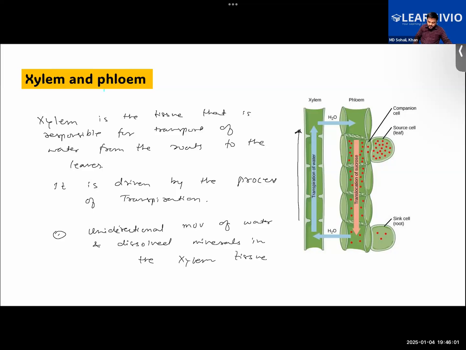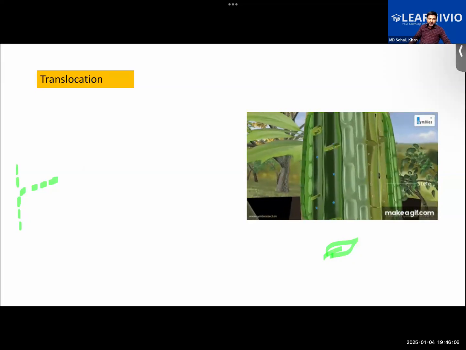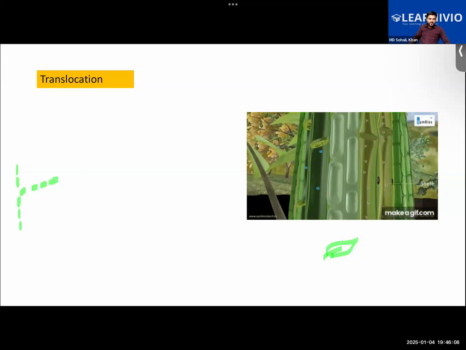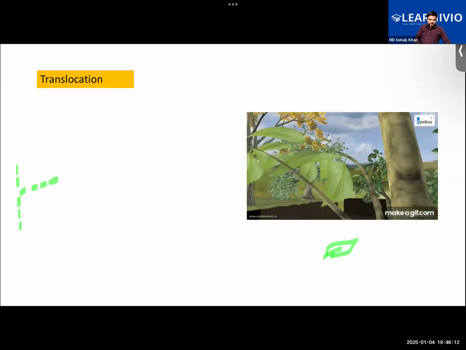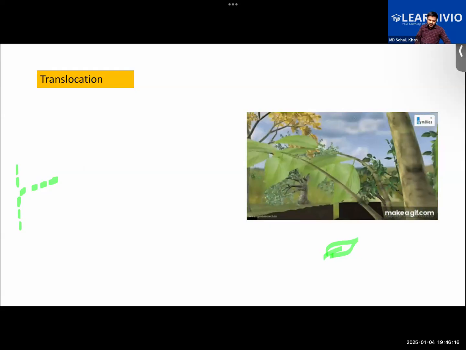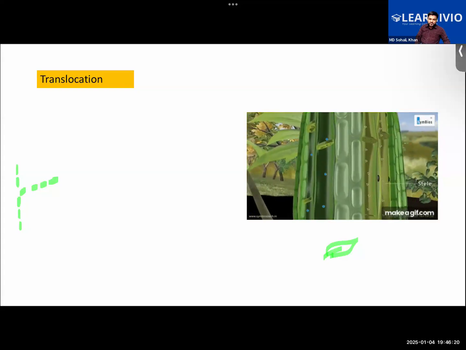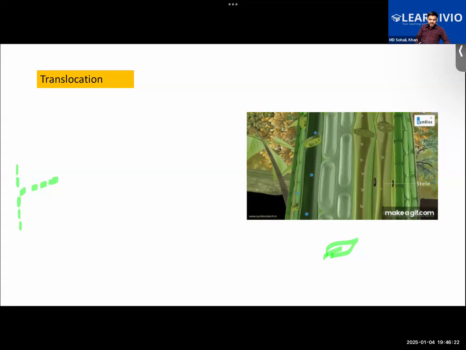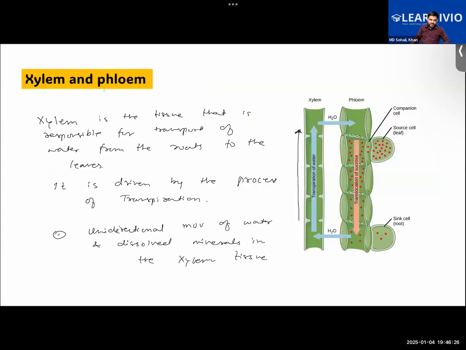Good. Next, we have the phloem tissue. Phloem is the tissue responsible for the movement of the food that is prepared in the process of photosynthesis. The food prepared in the leaves is transported to different parts of the plant via another tissue called phloem. Hope it is clear to you.